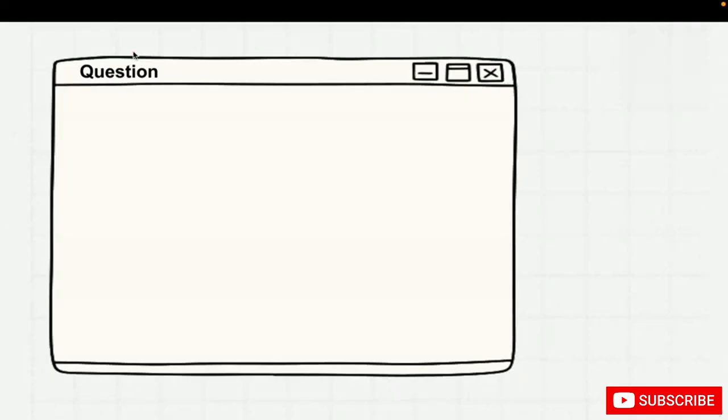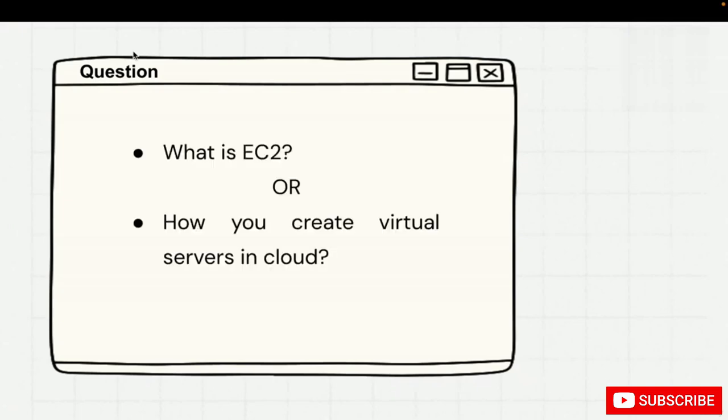Hi everyone. Let's start with one of the most crucial concepts of AWS, which is EC2. EC2 is one of the key services that AWS started with, and it's most widely used in cloud computing. The question can also be asked in the form of how you can create virtual servers in the AWS cloud. This service is one of the most utilized and one of the key features. Most of the services revolve around the usage of EC2. So let's see what EC2 is.